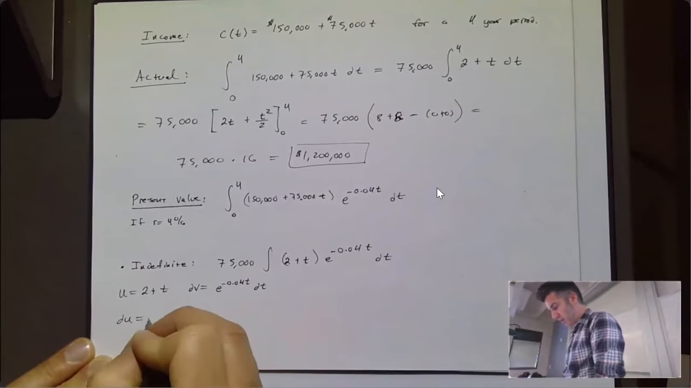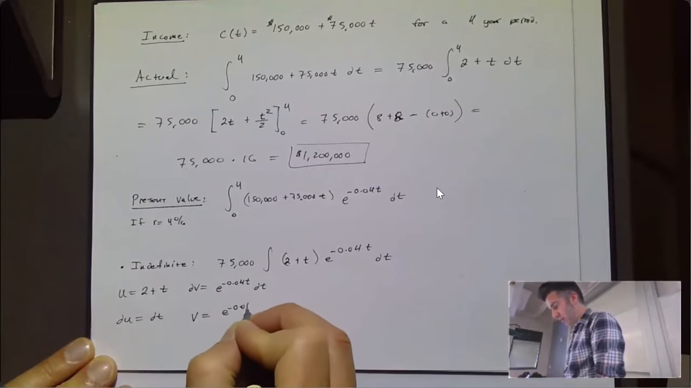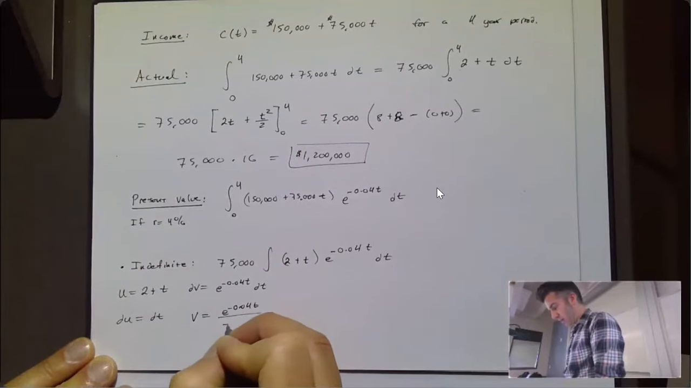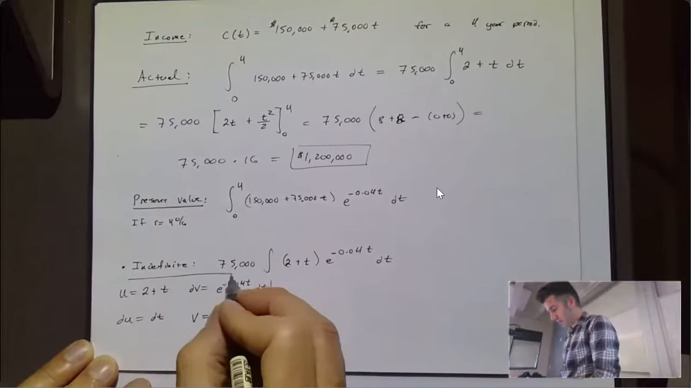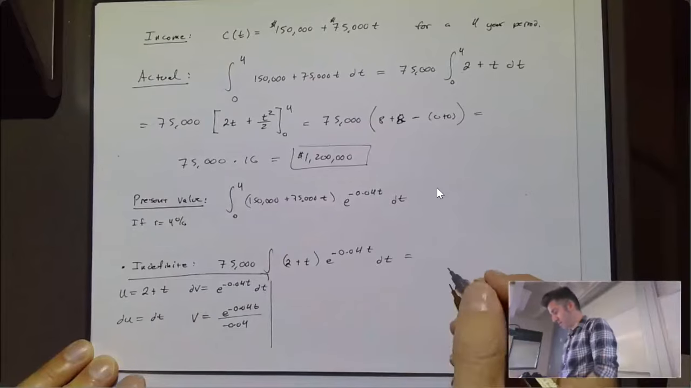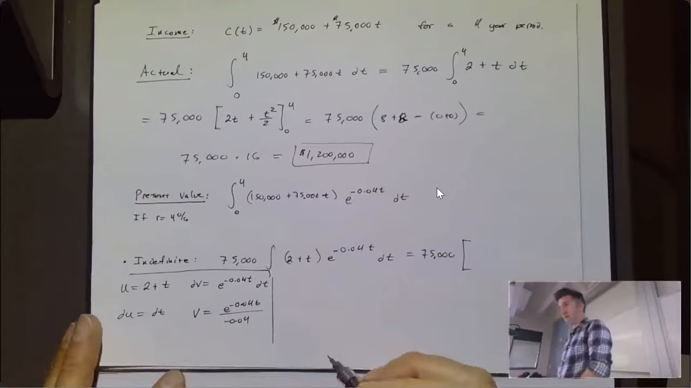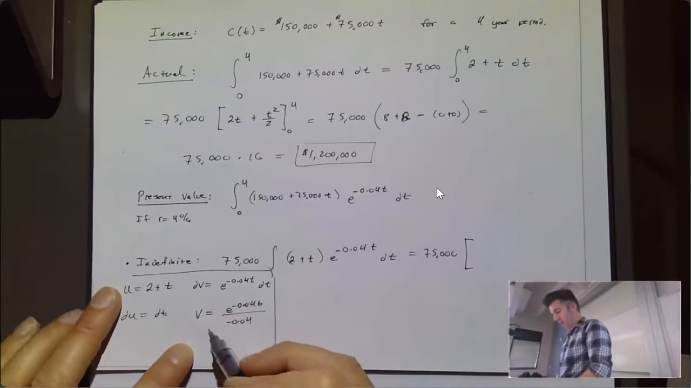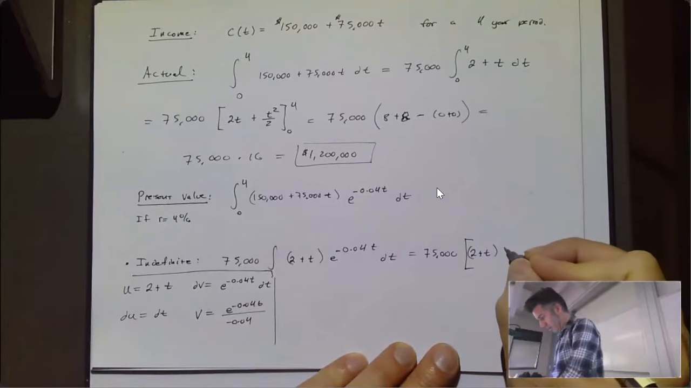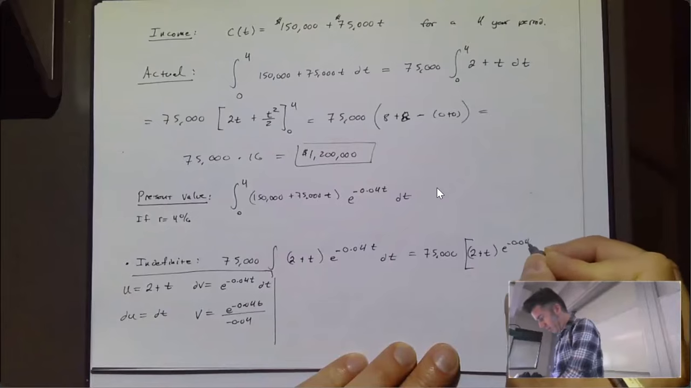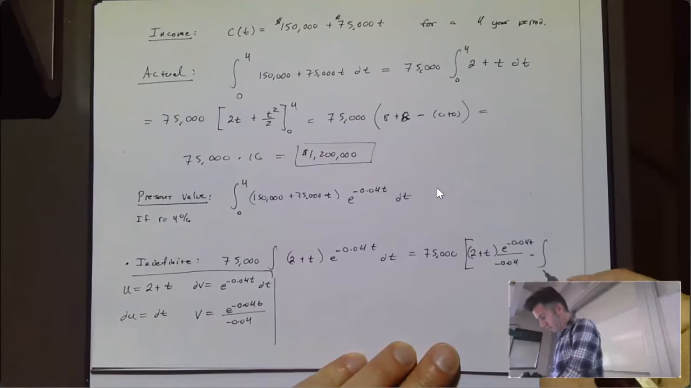Our du is 1 dt. And our v is e to the negative 0.04 t divided by negative 0.04. So when we write this out, we're going to get 75,000 times all of uv minus the integral of v du. So uv, that's going to be 2 plus t times our e to the negative 0.04 t over negative 0.04 minus the integral of v du.